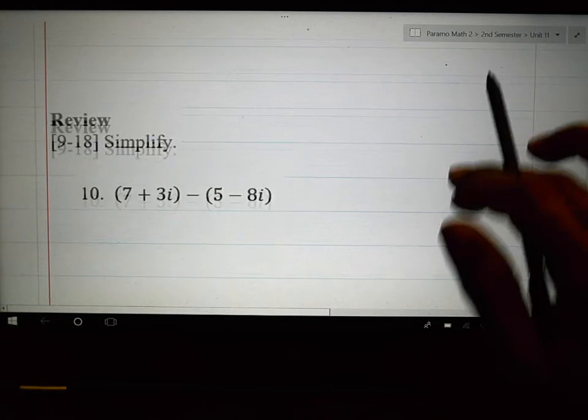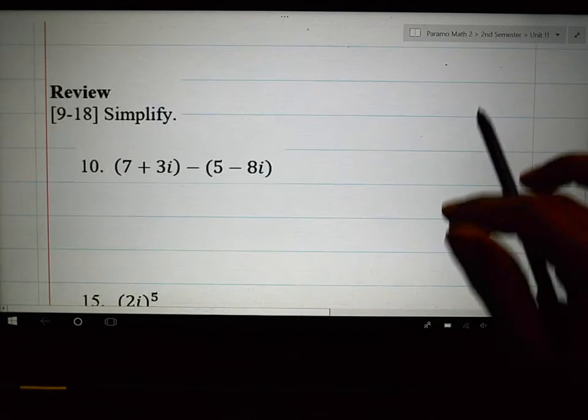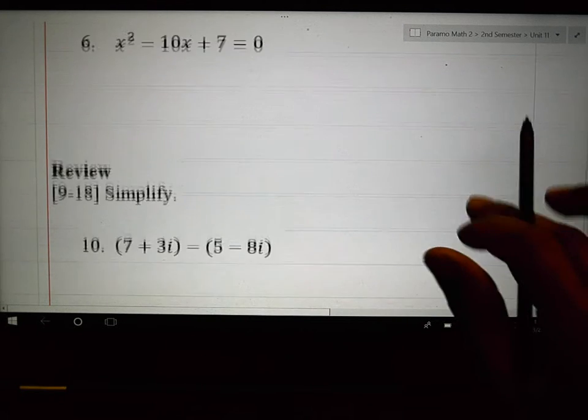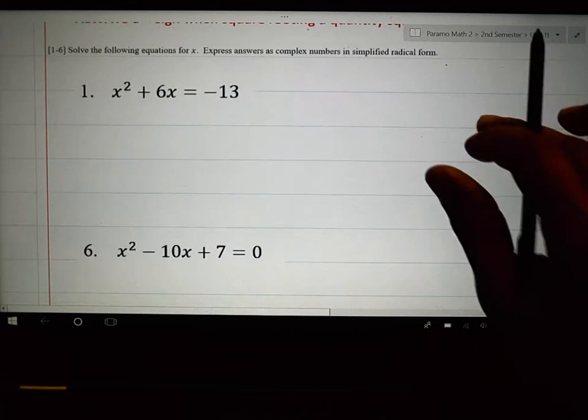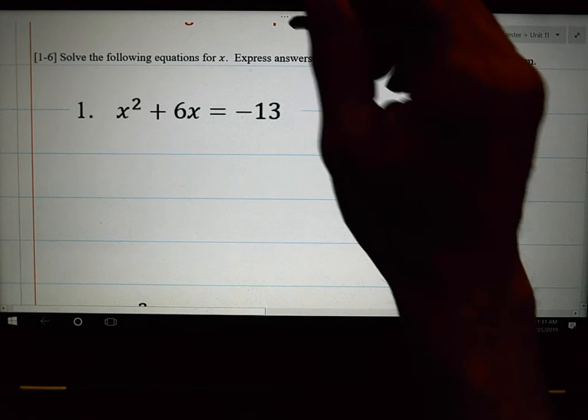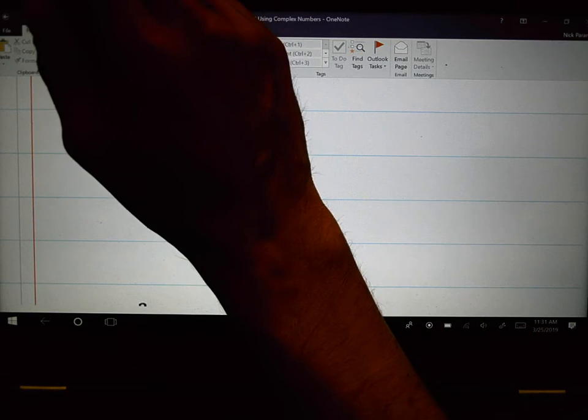So I picked 1, 6, 10, 15, and 18 to do with you. Since you have your notes out already, or your worksheet in your hand, let's go ahead and do a couple of these together.